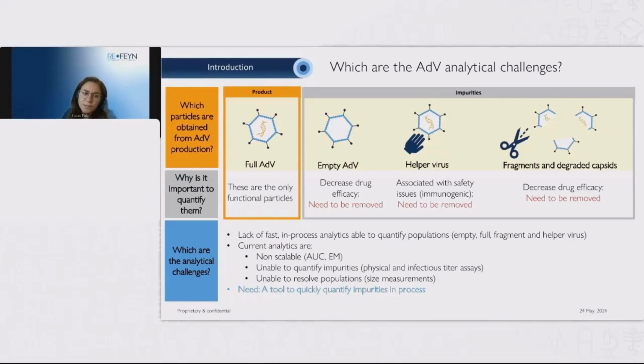The analytical challenges when making and characterizing adenoviruses are the lack of fast in-process analytics that can rapidly quantify populations, such as the presence of empty, helper virus, and fragments. There are a series of analytics out there. However, these are often non-scalable, such as analytical ultracentrifugation or electron microscopy. They are unable to quantify impurities, such as physical and infectious titer assays. And also, they are unable to resolve populations, such as size measurements. Therefore, there is a real need for a tool that is able to quantify impurities in process.